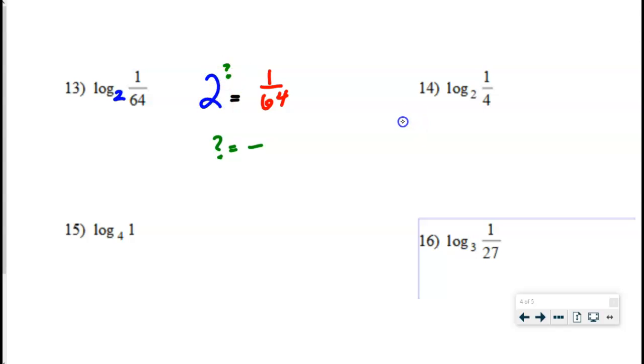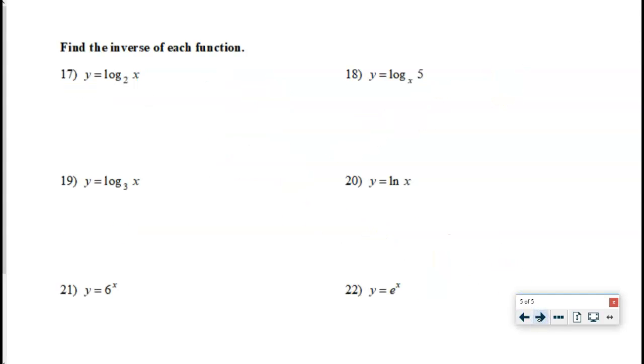And then maybe I use a chart, or maybe I just test some things on my calculator, but let's see, 2 to the 5th power is 32, so 2 to the 6th power must be 64. So I guess it's negative 6. Again, something I could test on my calculator to make sure I was right.